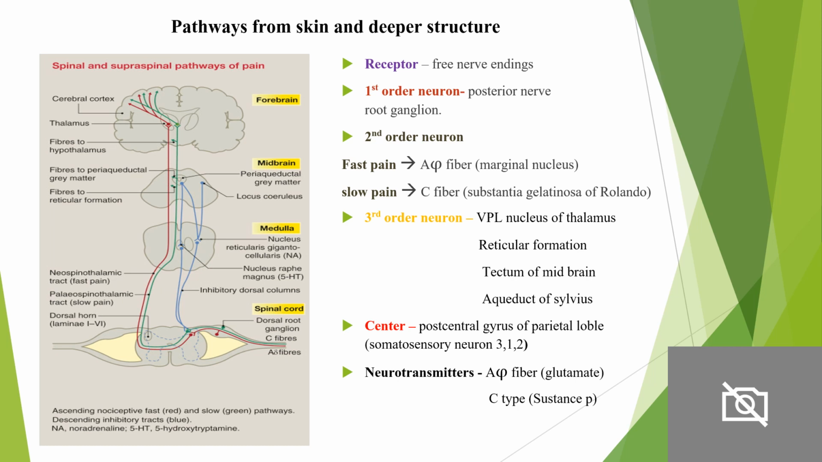So like this, the pain arises from the receptor and reaches the brain through the lateral spinothalamic tract in this way. The neurotransmitter for the A delta fiber is glutamate, and for the C fiber it is substance P. So that's all about the lateral spinothalamic tract, the pain pathway that carries from the skin and deep structures.